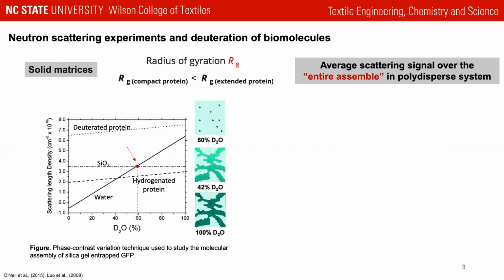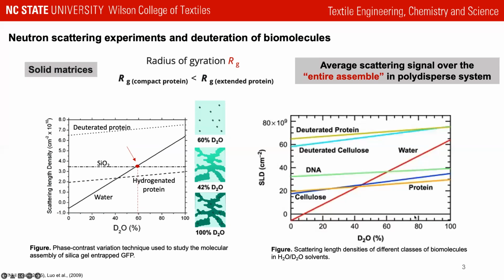Here's one example. The structure of GFP protein trapped in silica gel was studied using the phase contrast technique in small angle neutron scattering experiments. However, when different biopolymers are used, such as cellulose, protein, together with chitosan, the scattering signal is from the entire assembly, creating difficulties in differentiating biopolymers due to the similarity in chemical composition. Therefore, we need to use deuterium to label one kind of biomolecule in the assembly to apply the phase contrast variation technique.